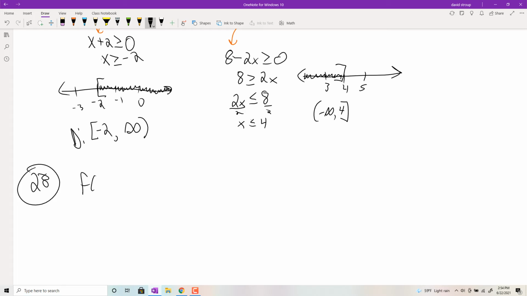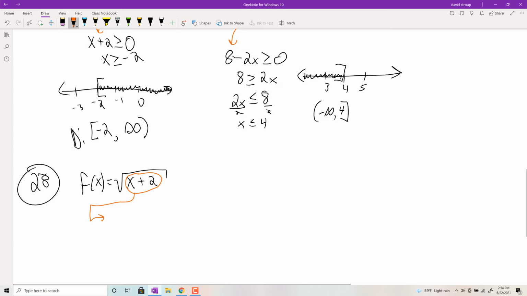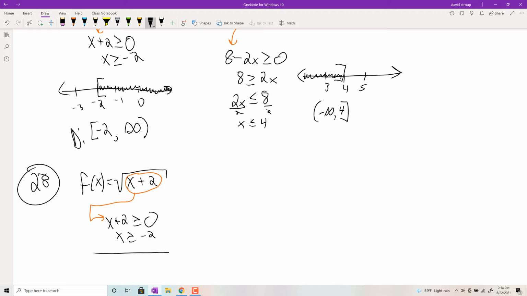So anyways, number 28, let's take a look at this guy. So I have f of x equals the square root of x plus 2. So first thing I'm going to do is kind of find the domain. And so I extract sort of the guts of the radical and make an inequality greater than or equal to 0. Move the 2 to the other side, so I have negative 2 here. It's everything greater than or equal to that. So the domain must be negative 2 to infinity.